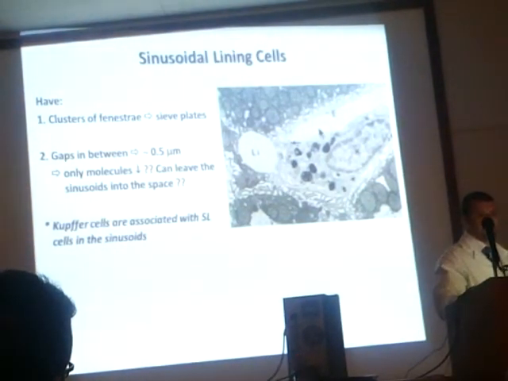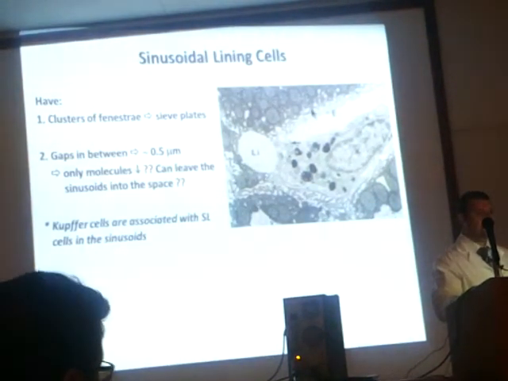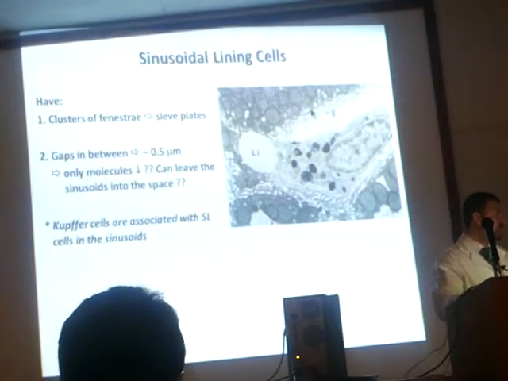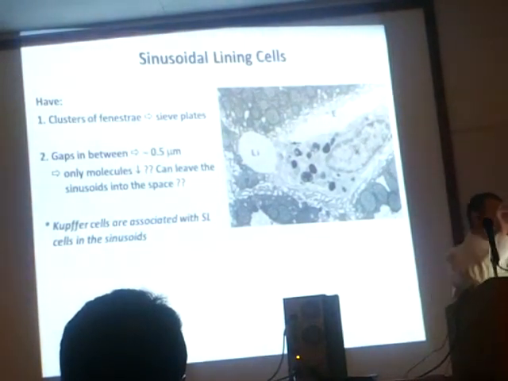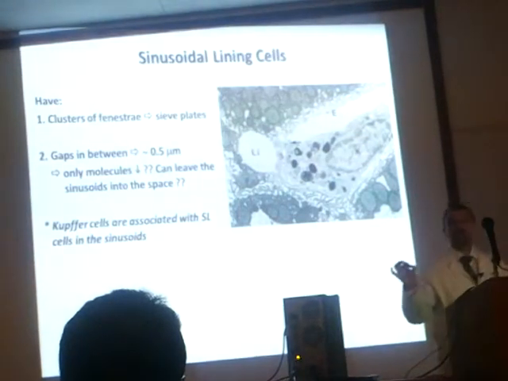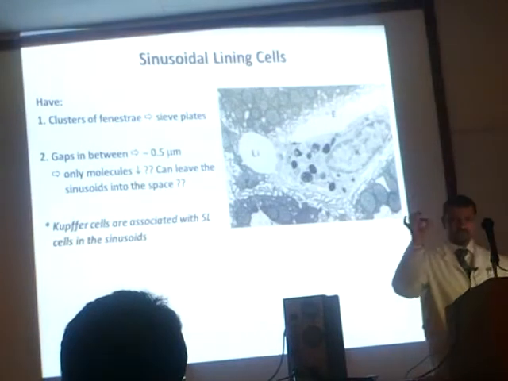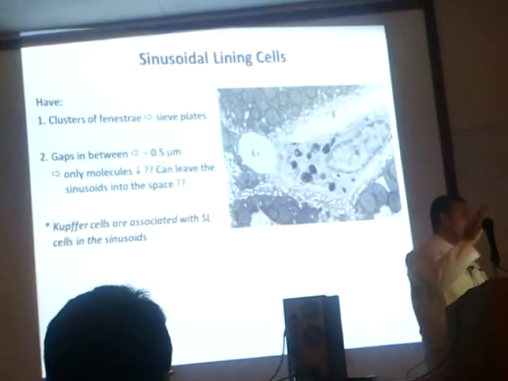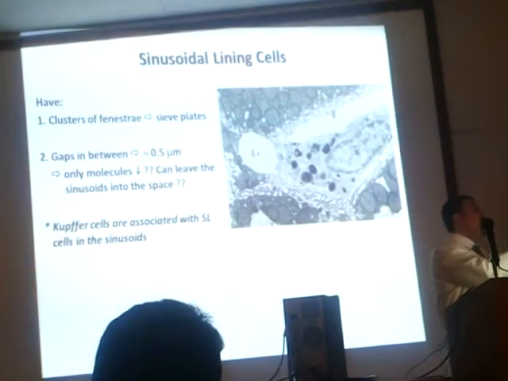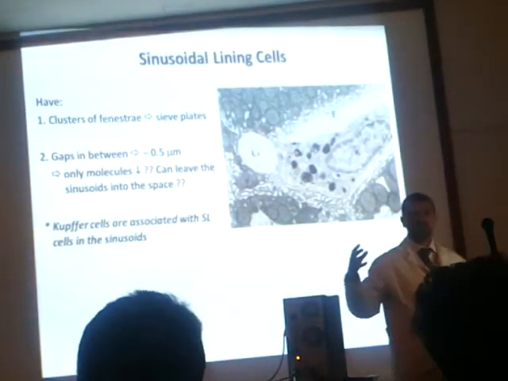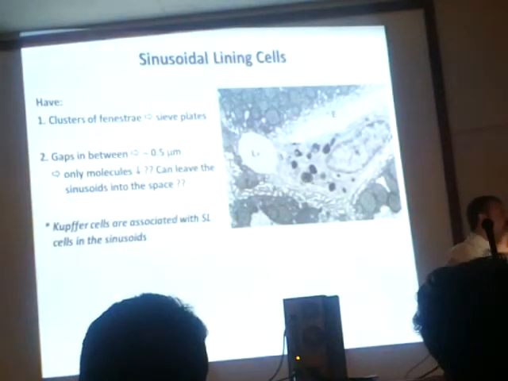This indicates that if there is any structure in the blood of the sinusoid, it cannot pass into the sub-sinusoidal space, or the space of Disse, unless it's less than 0.5 micrometer in diameter. So any particle or molecule less than 0.5 micrometer can pass below to become in direct contact with the hepatocytes. If it's larger, like the RBCs, very large, they will still be stuck where? In the sinusoid, within the capillary.